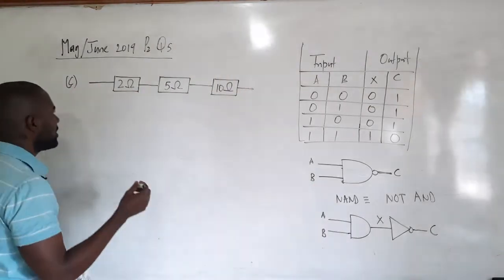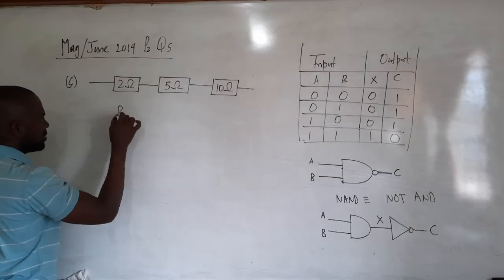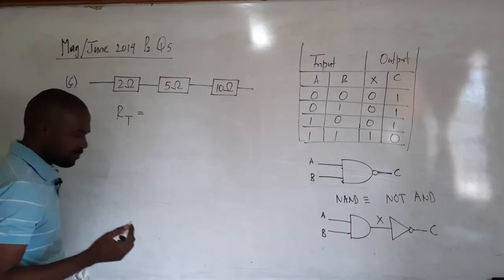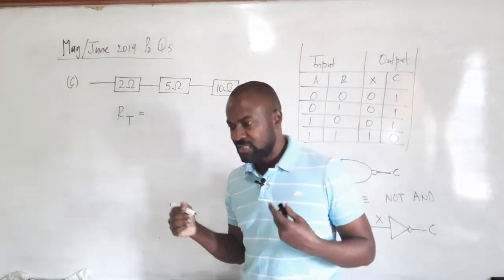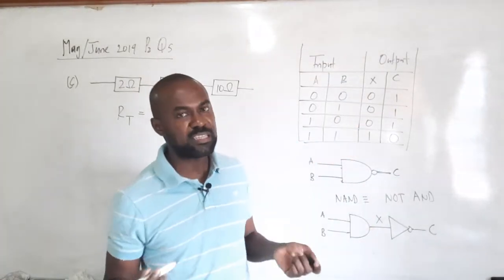So let's let the equivalent resistance be RT. Now, as we've examined before, whenever resistors are connected in series, then their total or equivalent resistance is simply the sum of the individual resistances.